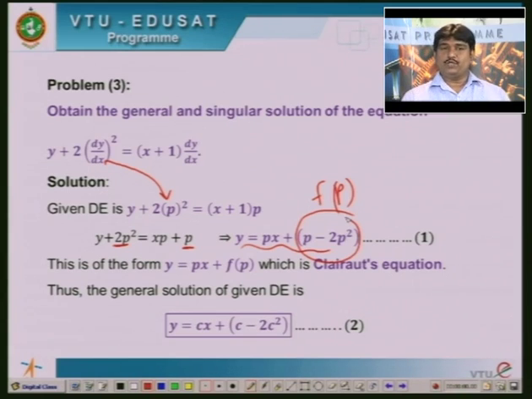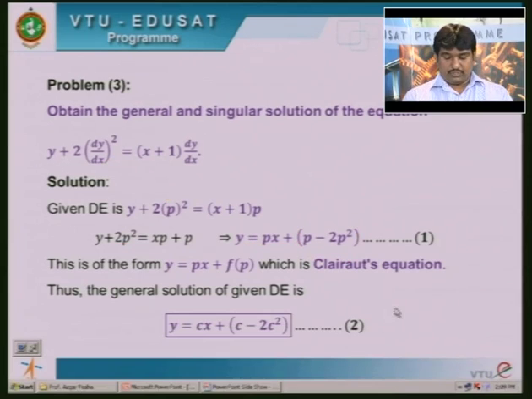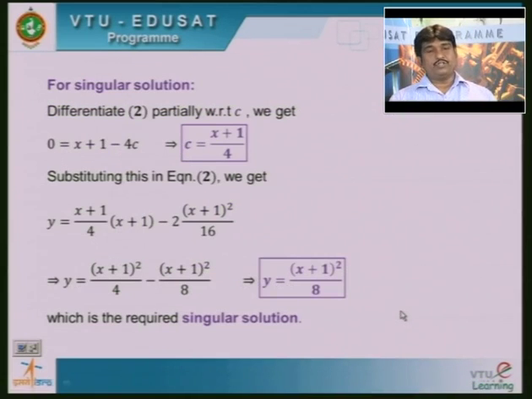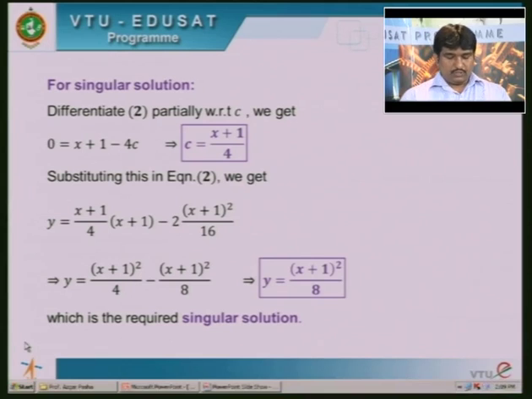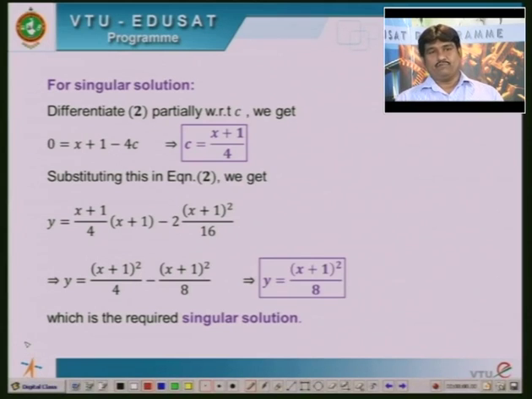So this is of the form y equals px plus f(p), which is Clairaut's equation, and hence its general solution is simple. Just replace p by c to get y equals cx plus c minus 2c square. Now we have to differentiate this equation with respect to c, treating x and y as constants to get the singular solution. When you differentiate with respect to c, we get 0 equals x plus 1 minus 4c, from which c is (x plus 1) divided by 4.